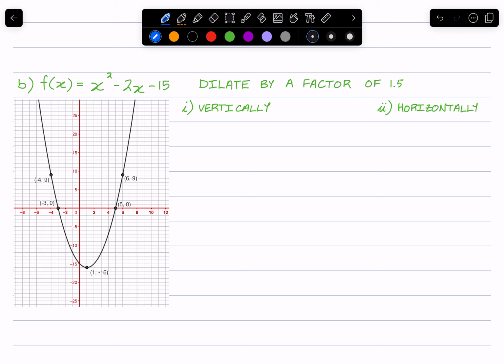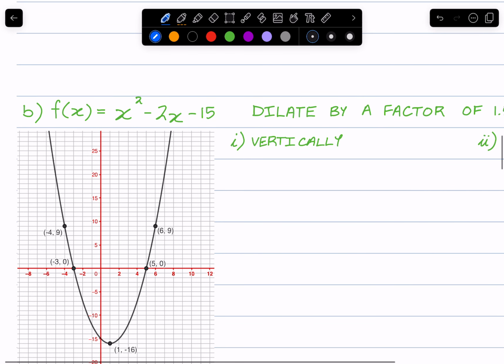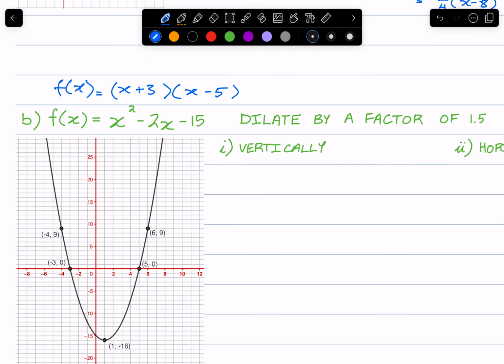Before we even begin, if ever you notice that we have a function that can be factorized, it'll make it easier later on to do so. So in this case, we can factor it by two numbers. I can see it's going to be positive 3 and negative 5. So our function that we're working with is this one.